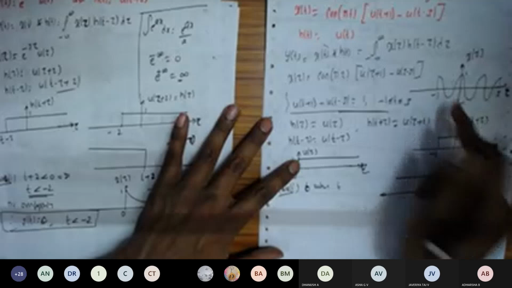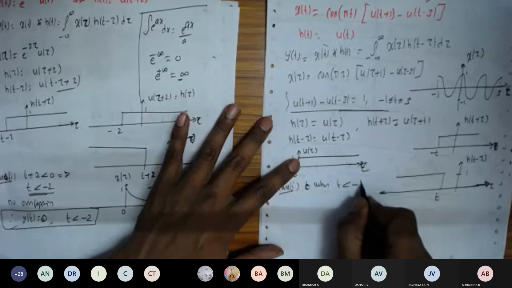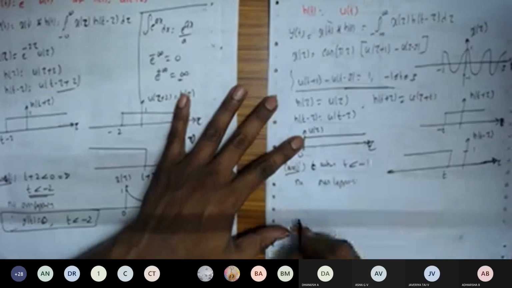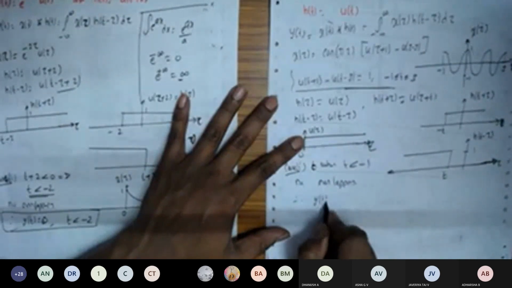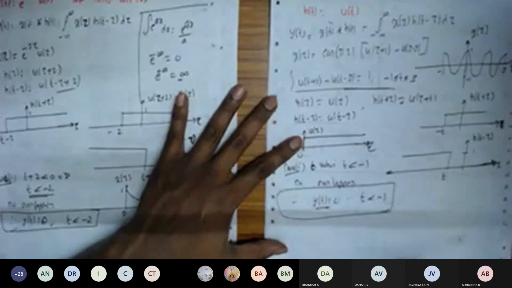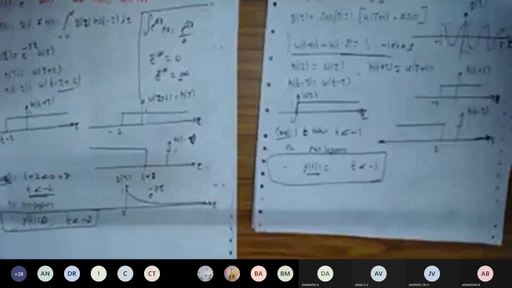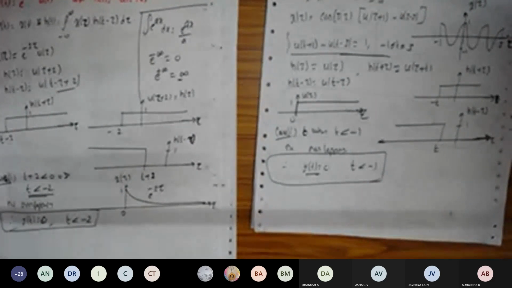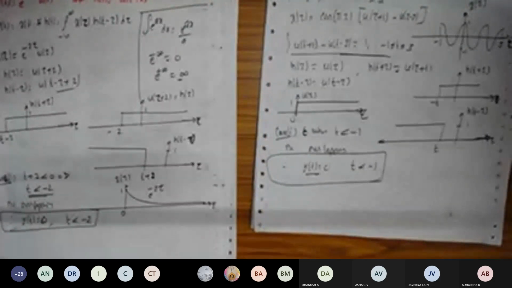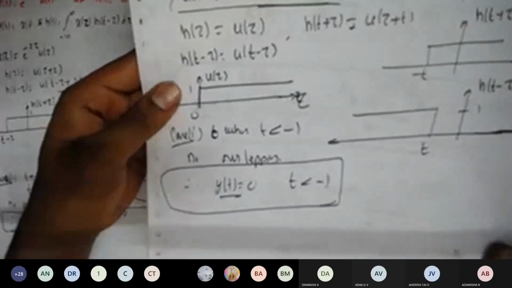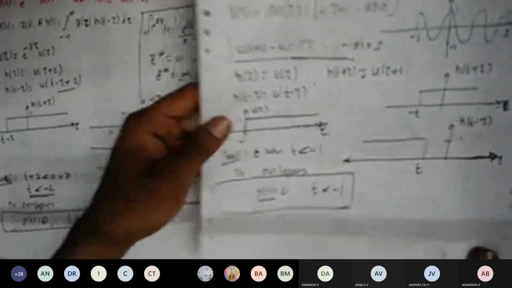So t is less than the first time limit of the other sequence here. So t is less than minus 1. So there is no overlapping of the waveform. Therefore, y of t is equal to 0 for t less than minus 1. Done. So are we getting it right? So for y of t, it is 0.